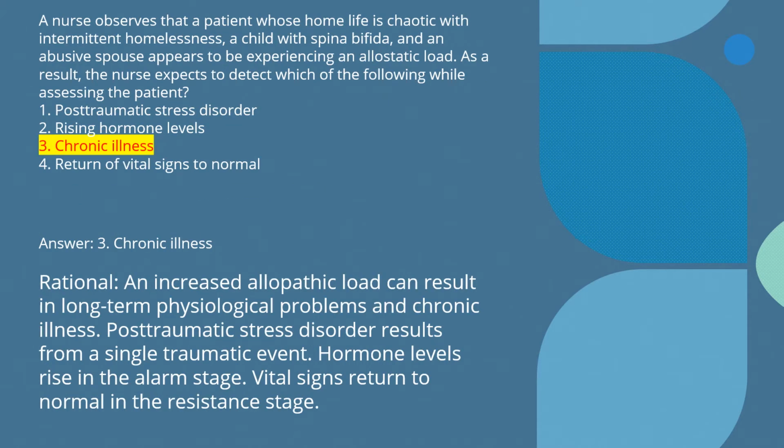Answer 3. Chronic illness. Rational: an increased allostatic load can result in long-term physiological problems and chronic illness. Post-traumatic stress disorder results from a single traumatic event. Hormone levels rise in the alarm stage. Vital signs return to normal in the resistance stage.